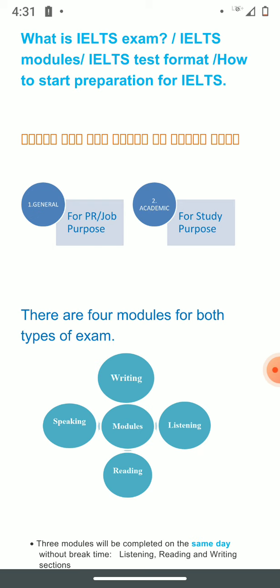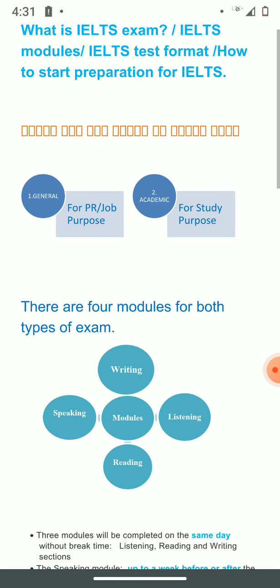There are two types of IELTS exam. One for general candidates and another one for academic candidates. The person who wants to go for PR or for job purposes has to give the general IELTS exam, and the students who want to go abroad for study purposes have to give the academic exam.